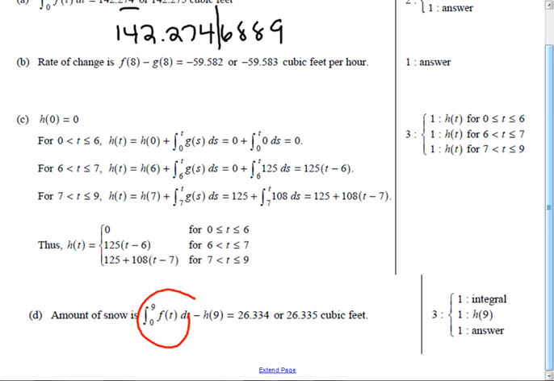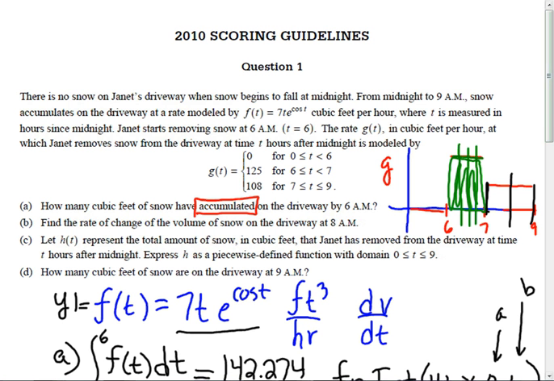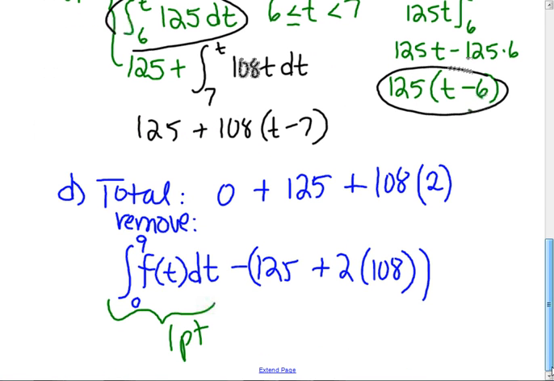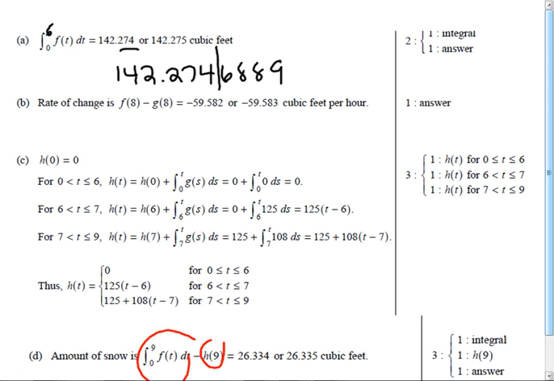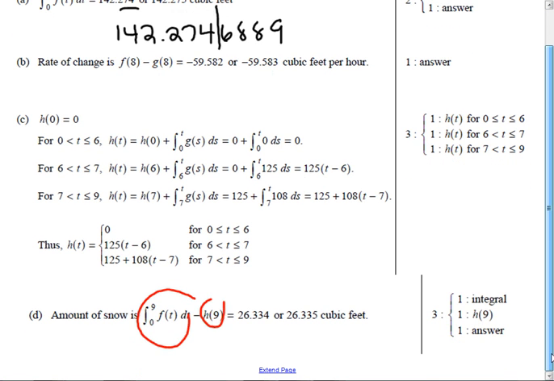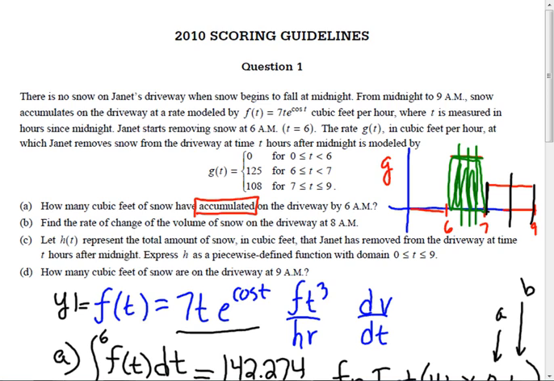1 point for knowing it's, you don't have to say it's h of 9. I didn't say h of 9. You could say h of 9, so you could have written h of 9 here, or you could have just done what I did. Most of the students did that. And then 1 point for the answer, which was that? 26.334.